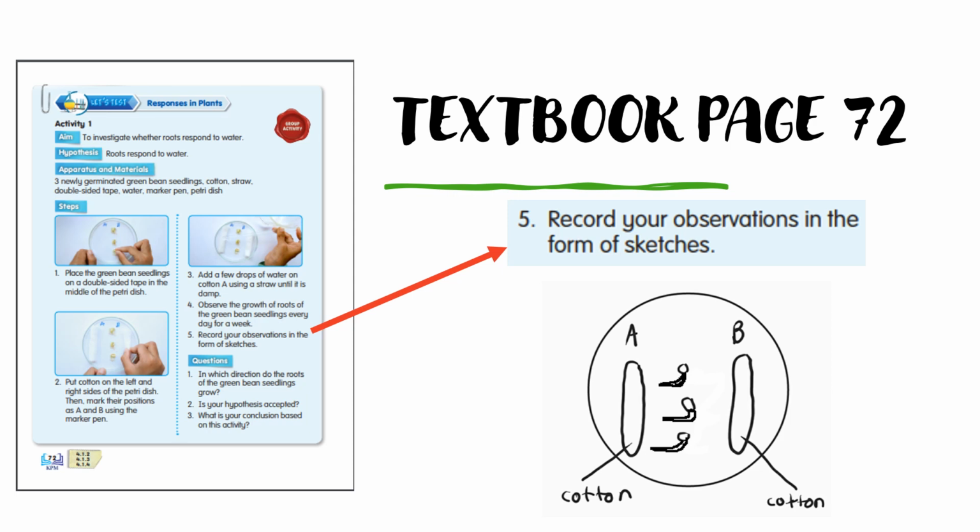Steps. 1. Place the green bean seedlings on a double-sided tape in the middle of the Petri dish. 2. Put cotton on the left and right sides of the Petri dish. Then, mark their positions as A and B using the marker pen. 3. Add a few drops of water on cotton A using a straw until it is damp. 4. Observe the growth of roots of the green bean seedlings every day for a week. 5. Record your observations in the form of sketches.